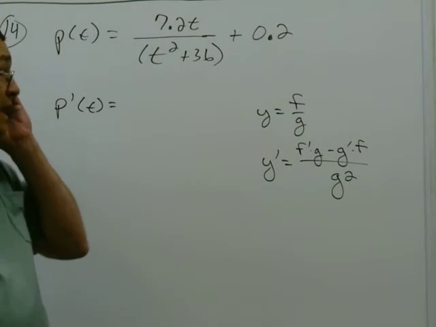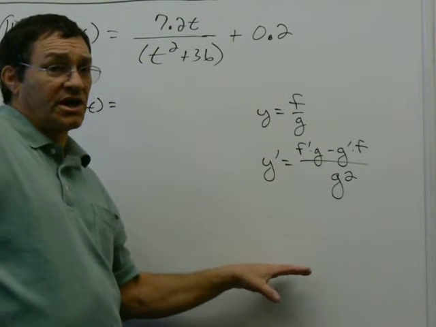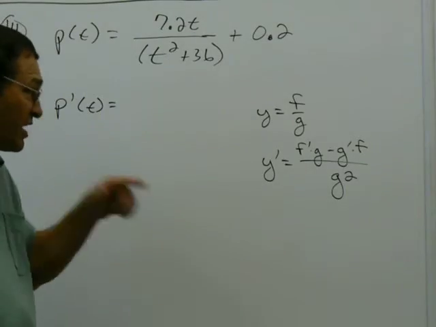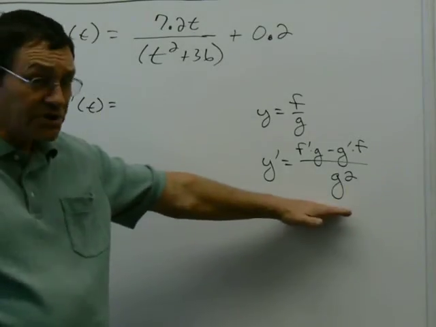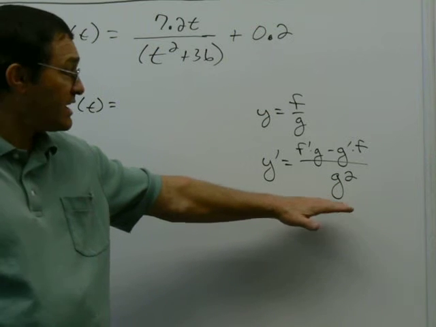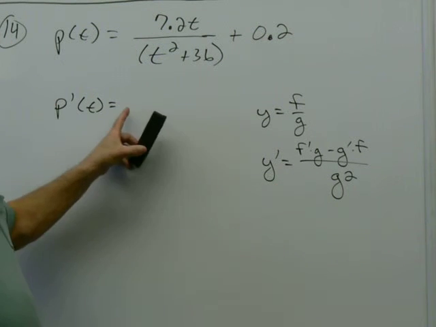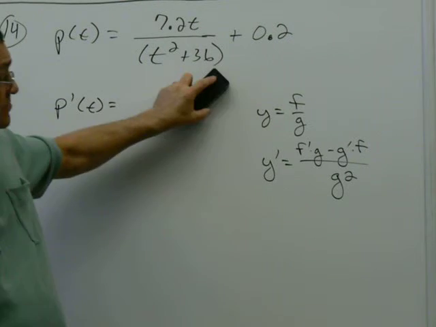over g squared. Now, I'm awfully short on board space here that I can get into the video camera picture. And so you might need to write that down in your notes while you're doing this problem or one like it and have it. I'm going to erase that, but that's what I'm going to use right here, the quotient rule to take the derivative of this.